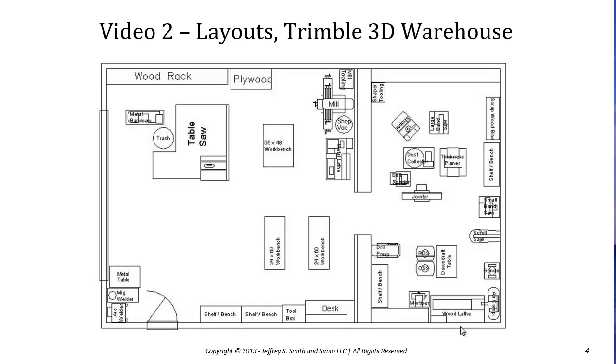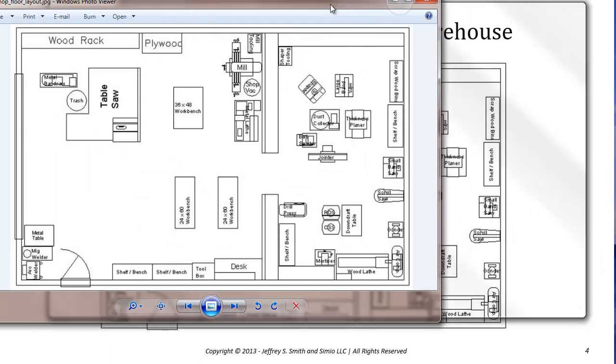In the second video, we're going to look at how to import layouts into Simio, and we're going to look at using Trimble 3D Warehouse to download pre-built symbols that other people have developed. To do that, we're going to do a small example model, and the example uses the layout that you see here on the screen that I just downloaded from a random location on the internet. So we assume we have this layout file.